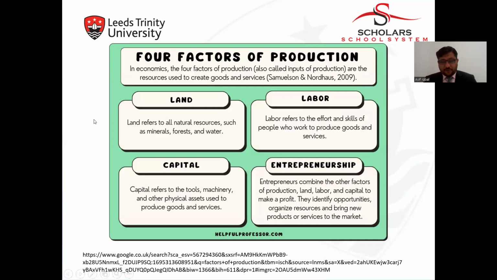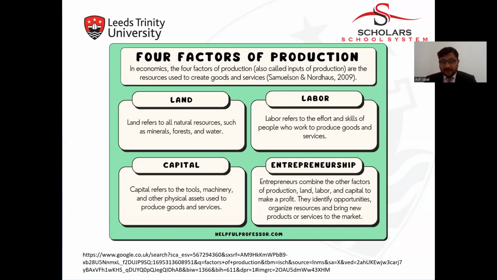There are four factors of production. One is land, the other is labor, one is capital, and one is entrepreneurship. Land. Land refers to all natural sources such as minerals, forest, and water. So that's one of the major factors of production. Without land, it's not possible to do any type of thing.